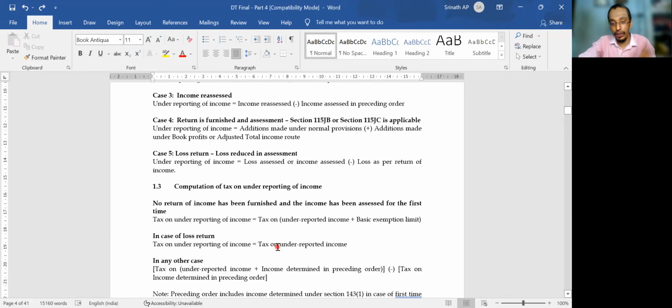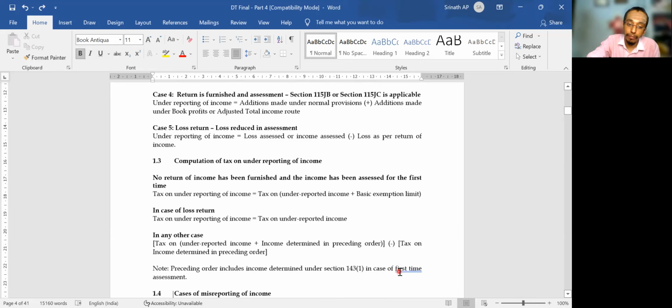Just the underreported income you will take. In any other case, it will be tax on underreported income plus income as per the previous order, minus tax as per the previous order.